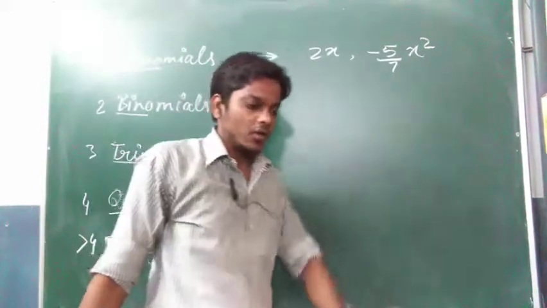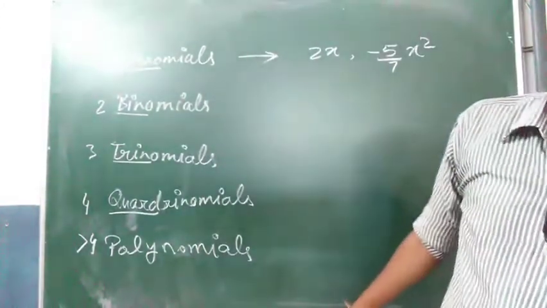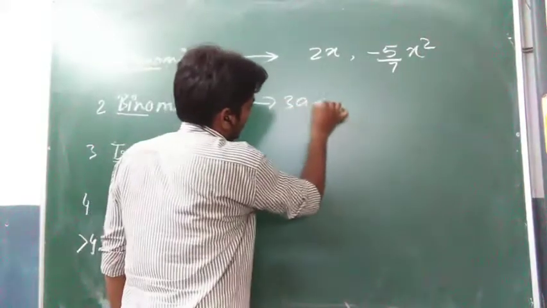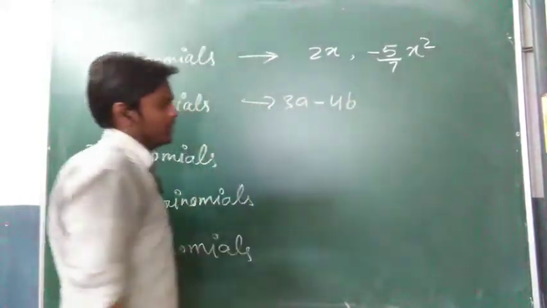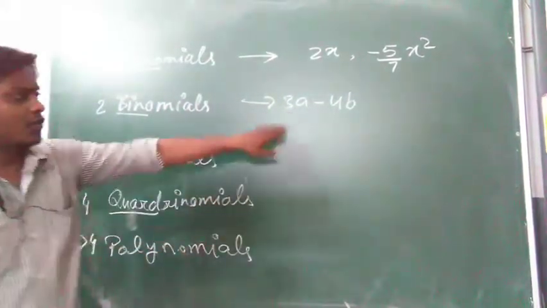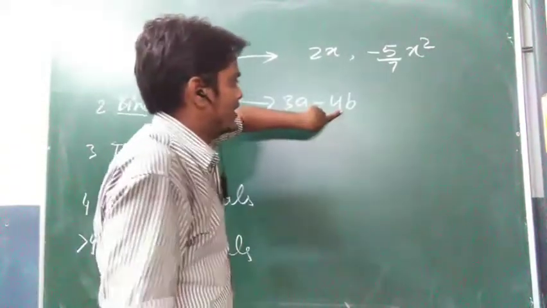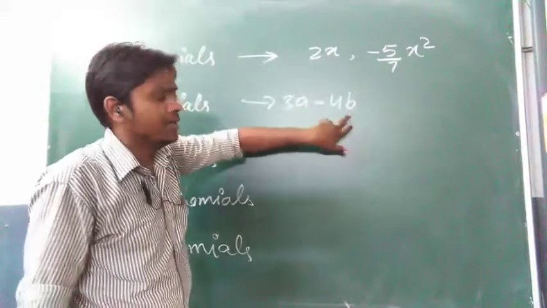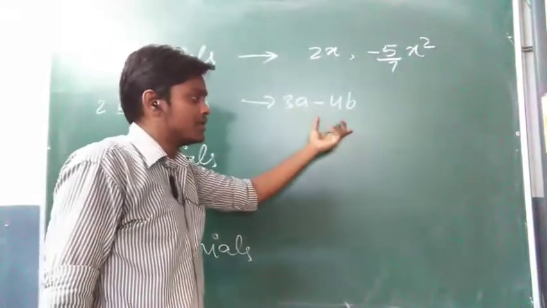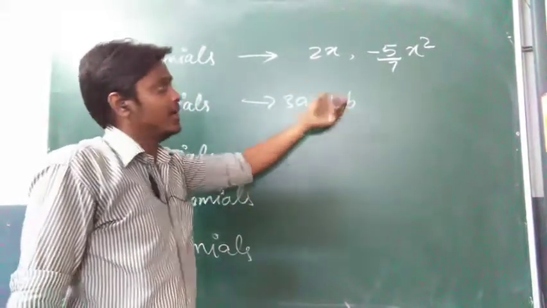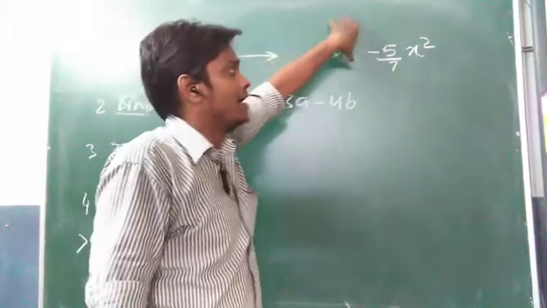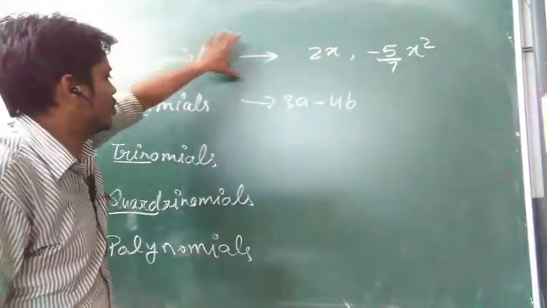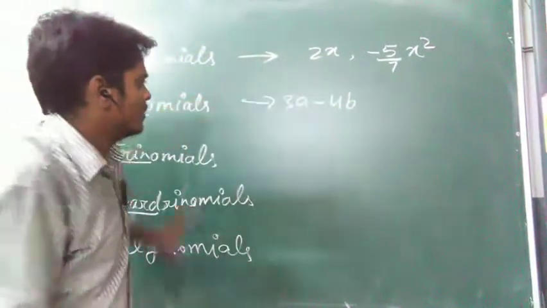Okay. Now, the second one is binomial, that is 3a minus 4b. We have two variables and two terms also, one and two. We have two terms as well as two variables. Here we have one term and one variable as well. So this one is known as monomial, this one is known as binomial.